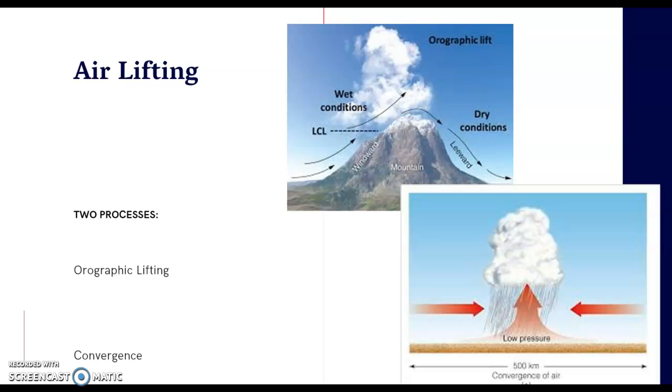Lastly, airlifting. The lifting of air is important for the formation of clouds and rain. Orographic lifting is when air is forced to rise and move over a mountainous region. Convergence is when air flows in from multiple directions and it collides and causes the air to move upward.